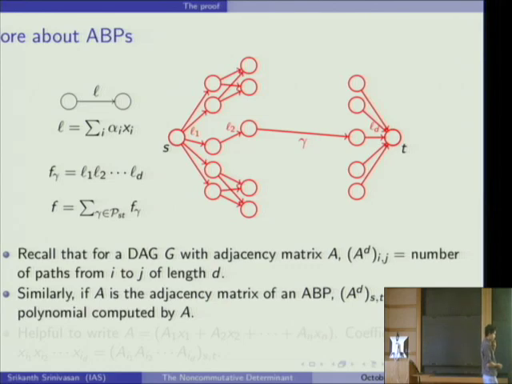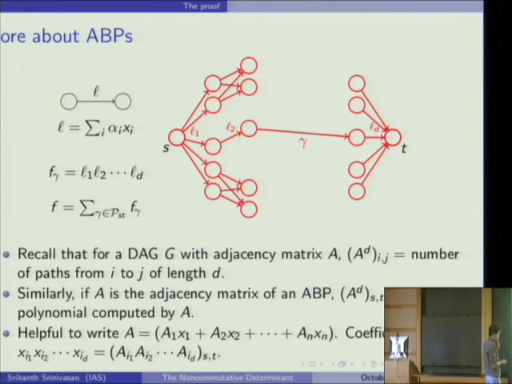Now, what is A? Every entry of A corresponds to an edge or a non-edge in the ABP, and if there is an edge, I have a linear form. So it's going to be helpful to split every entry as a linear form in x1 through xn. In general I can write this matrix as A1 times x1 plus A2 times x2 plus up to An times xn, where these matrices A1, A2 through An only have field elements.